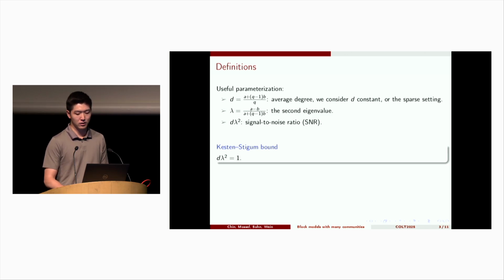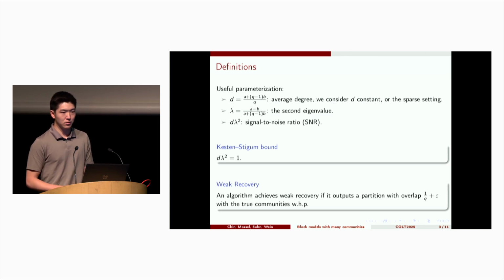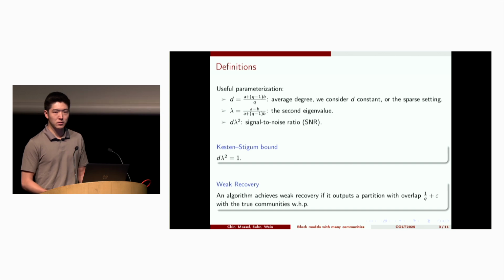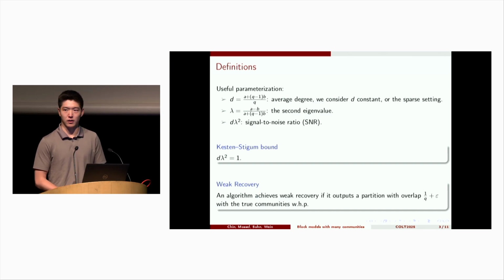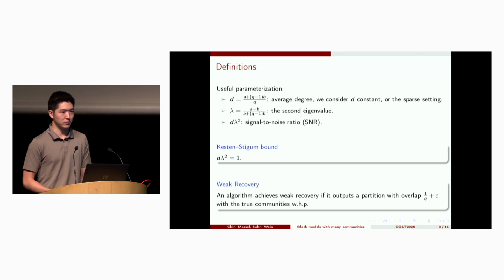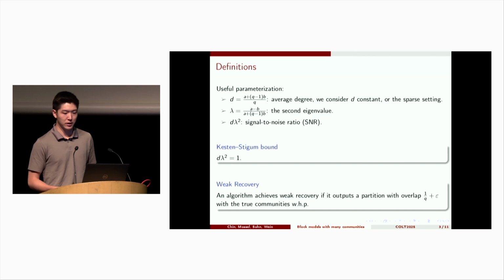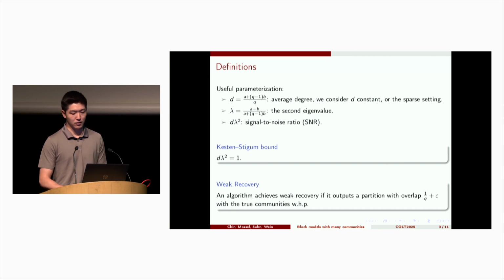Since we're working in a sparse graph, it's not possible to recover all of the labels due to isolated vertices. So we care about the notion of weak recovery, which is to say we want to output a partition which overlaps on a better than random fraction of the vertices with the true labels.